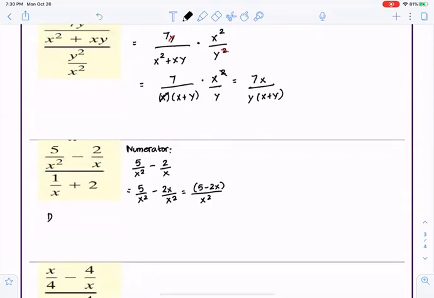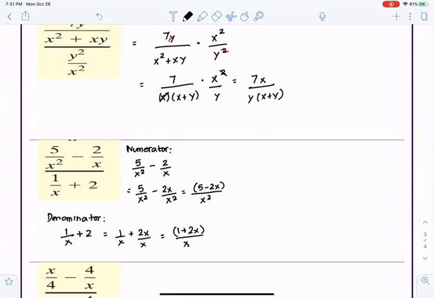Moving on to the denominator, we have 1 over x plus 2. The common denominator is x, so multiply the 2 by x and divide by x, so we would have 2x over x. We have a common denominator now, so 1 plus 2x divided by x.